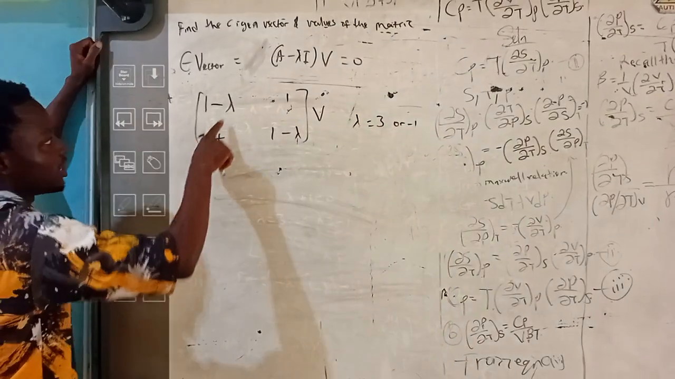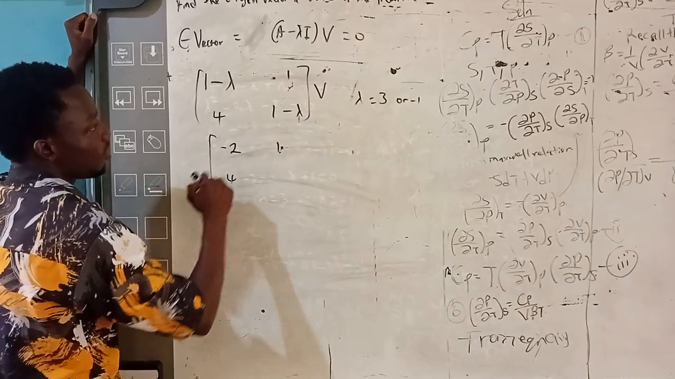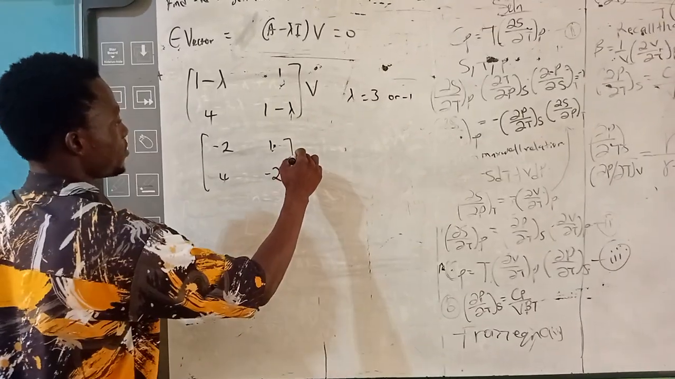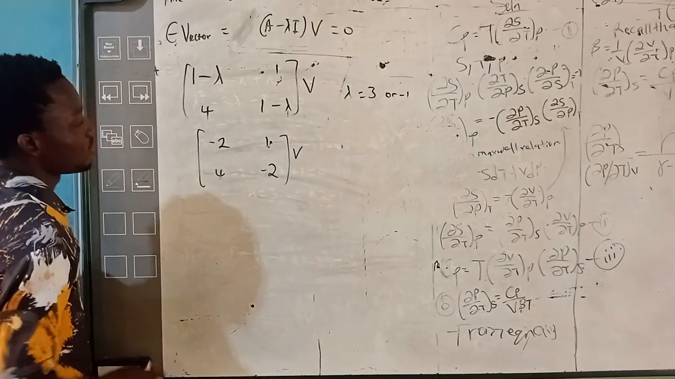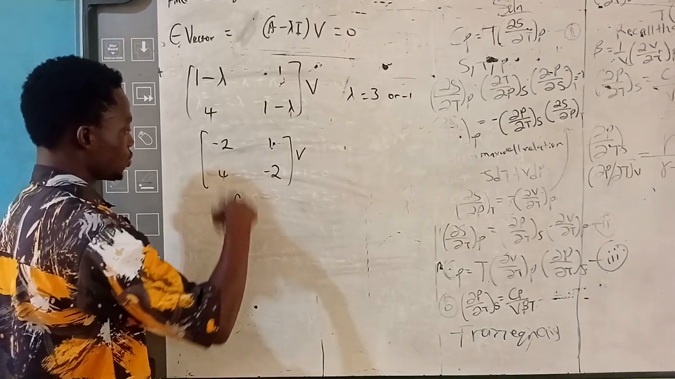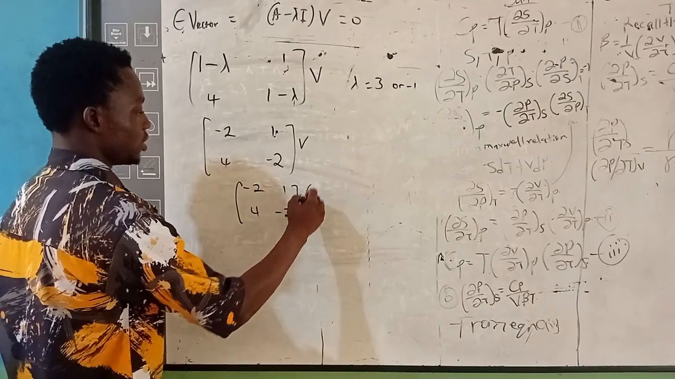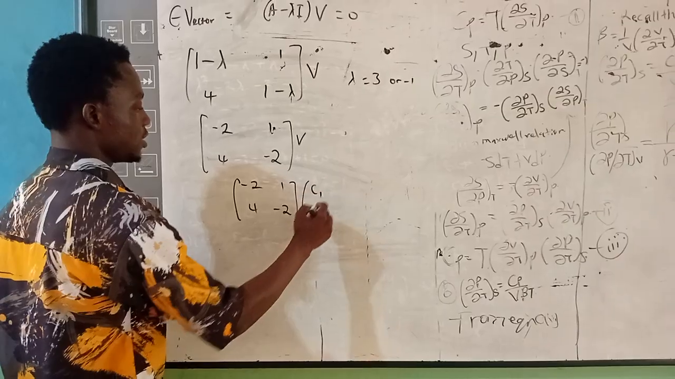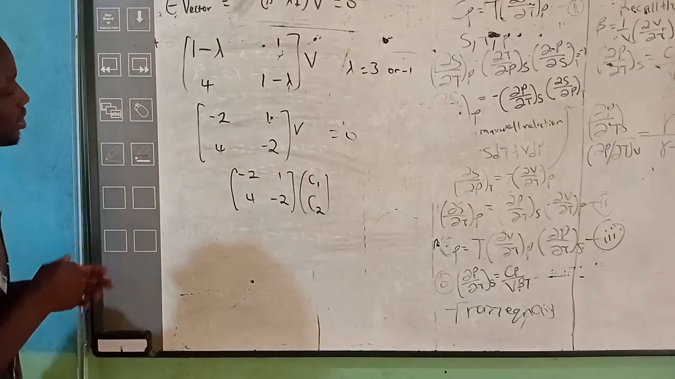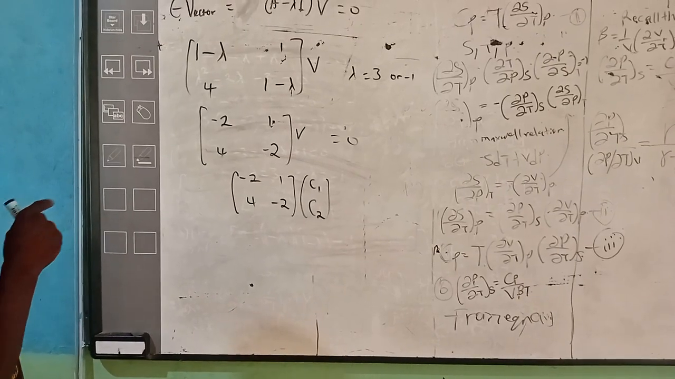So let's test for 3. If lambda is 3 here, this matrix will become minus 2, 1, 4 and minus 2. Is that clear? Multiplied by V. Because this is a 2 by 2 matrix, we are going to add 2 rows to the front. We have minus 2, 1, 4, minus 2. Then let's say C1 and C2 equals 0. So what we are going to do next is, let me check, this multiplied by this.